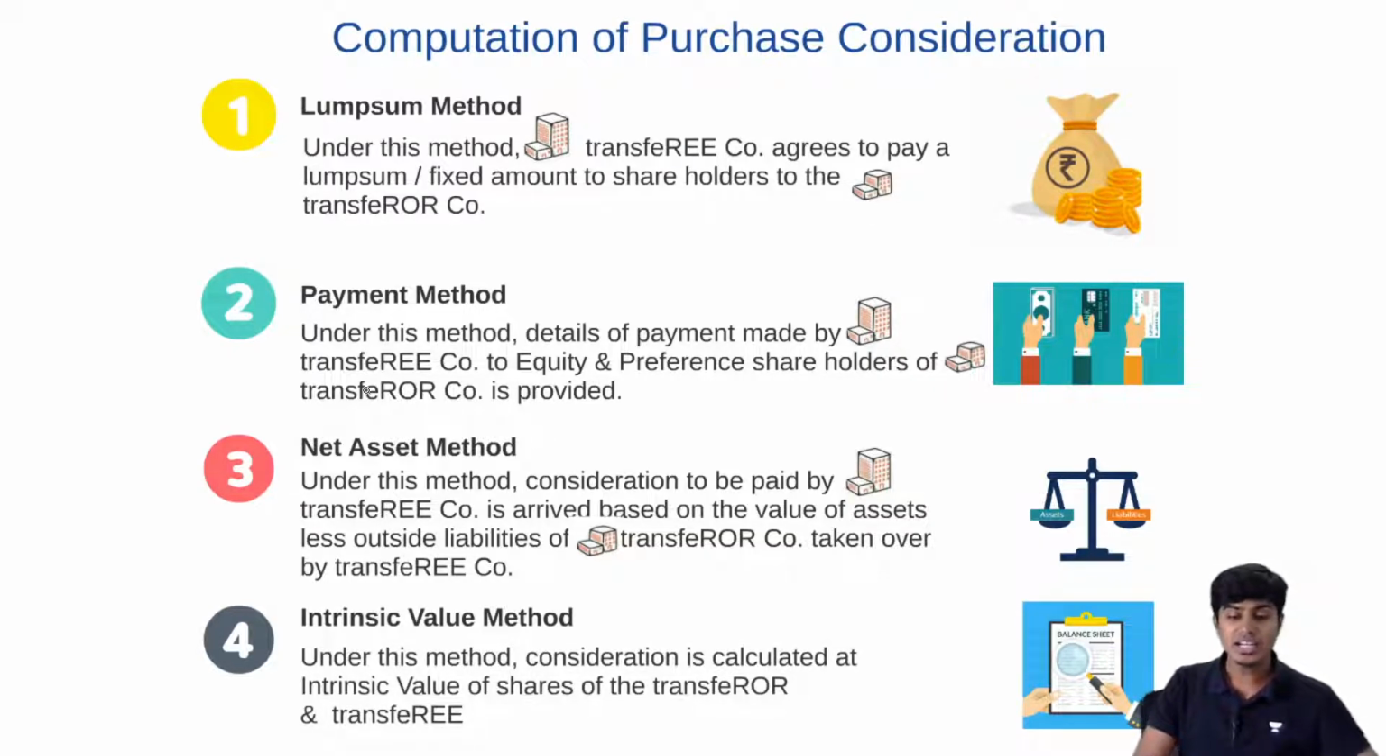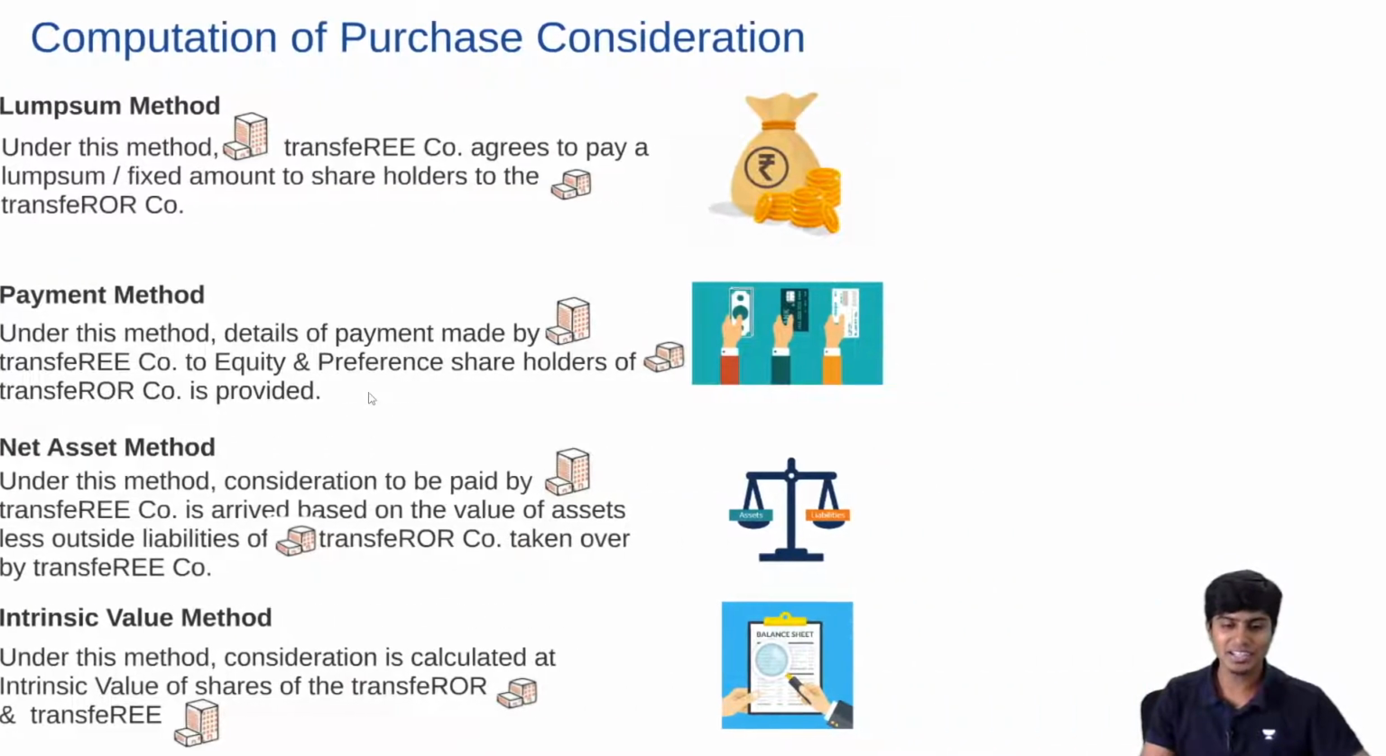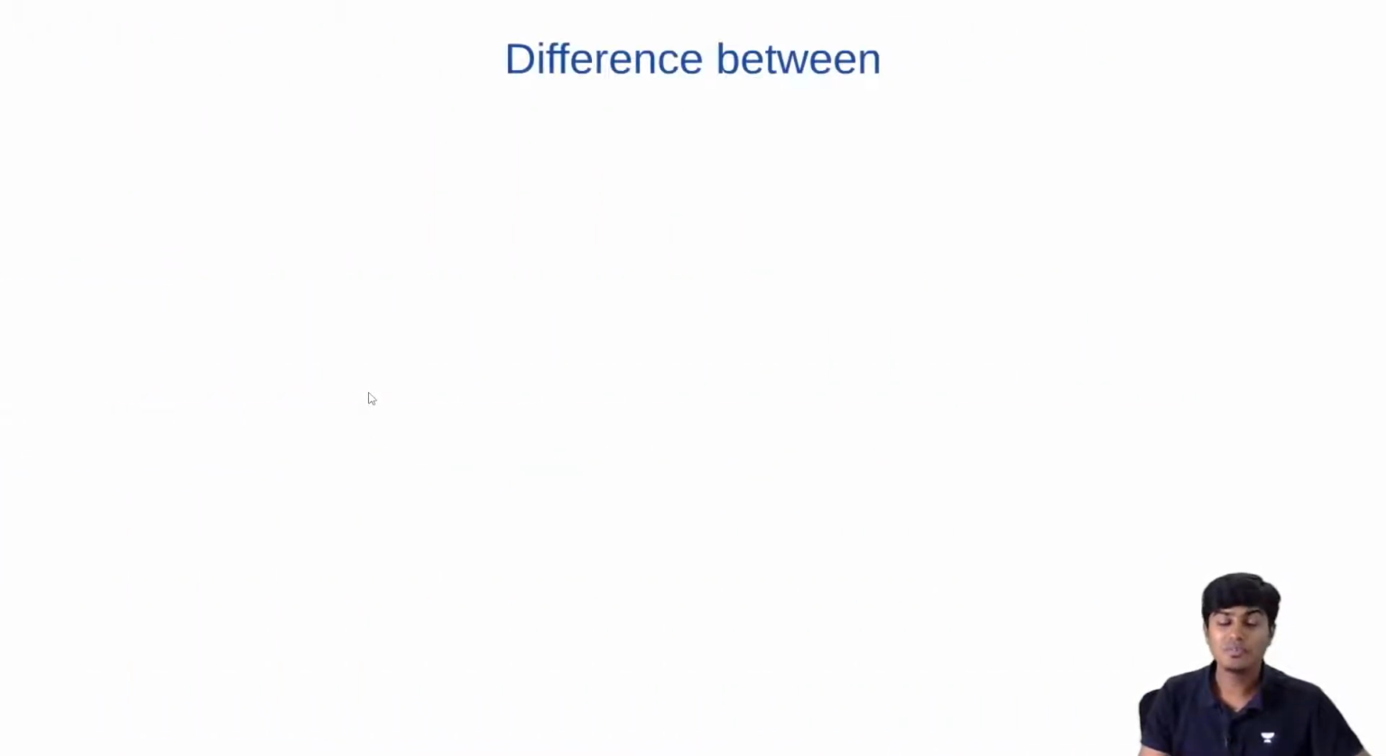Under this method, consideration is calculated at intrinsic value of shares of the transferor and transferee to determine the exchange ratio. Get that? So once we compute this, we compare our net assets with PC. PC is what we give as a transferee when we take over the business of transferor. As a transferee, when you take over the business assets and liabilities of transferor, what we give them is purchase consideration. Let me repeat, what we give them is purchase consideration.